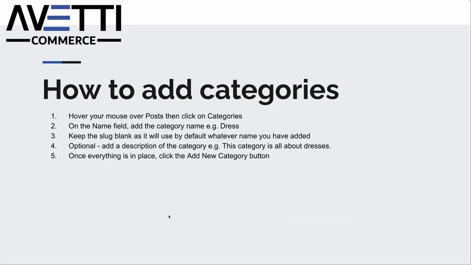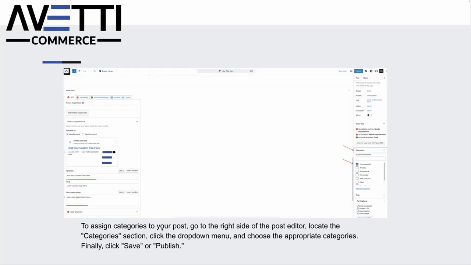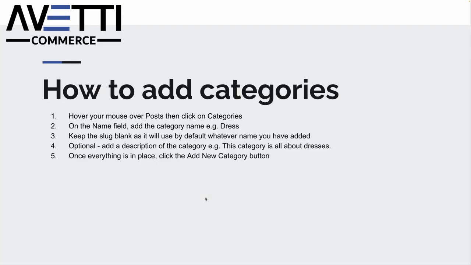So here, to assign categories to your post, go to the right side of the post editor, locate the category section, click the drop down menu and choose the appropriate categories. Finally, click save or publish. But first we need to show you how to add categories.